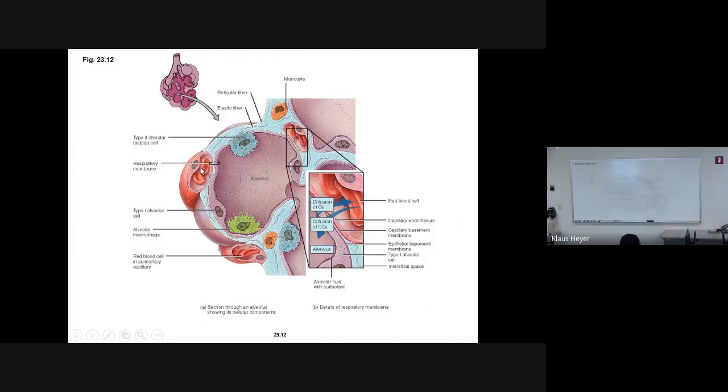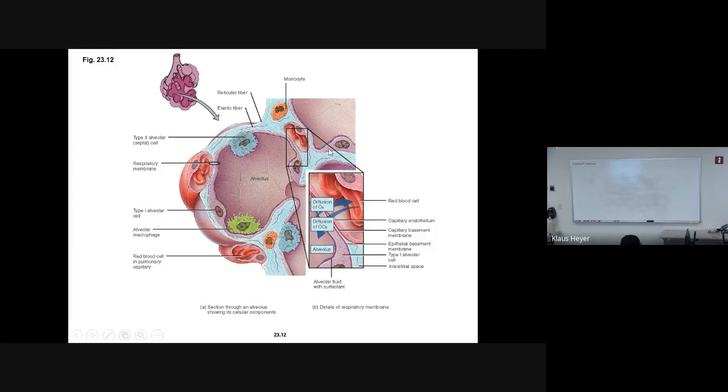So, oxygen is diffusing into the blood. Carbon dioxide is diffusing into the alveolus. It's a very simple process. Wherever the pressure is higher, it's going to move to lower. When we measure pressure, it's just like blood pressure. We measure it in millimeters of mercury, mmHg. Hg is mercury. We measure the pressure of oxygen and the pressure of carbon dioxide in millimeters of mercury.